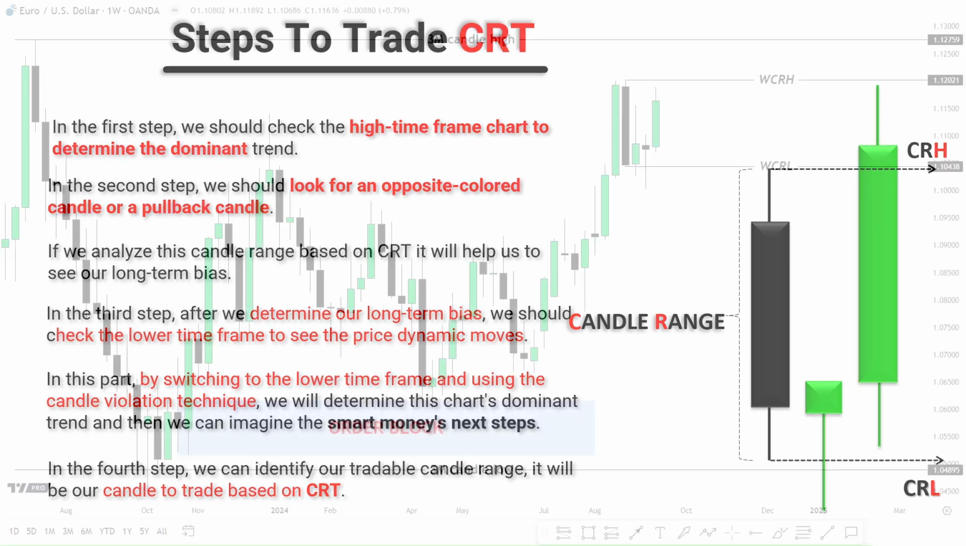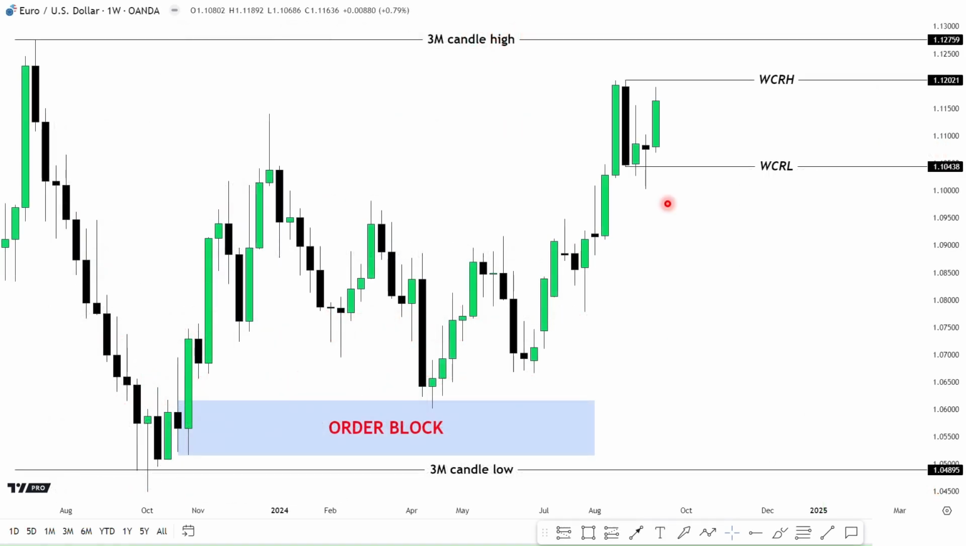Guys, that's it. But before we finish, I have a special task for you. In this video, we analyzed this part of the chart. I want you to look at this part of the live EUR/USD chart, and based on my method to trade CRT, comment to me what is going on in this live chart. What is your decision for next week, and how can we trade the upcoming days?